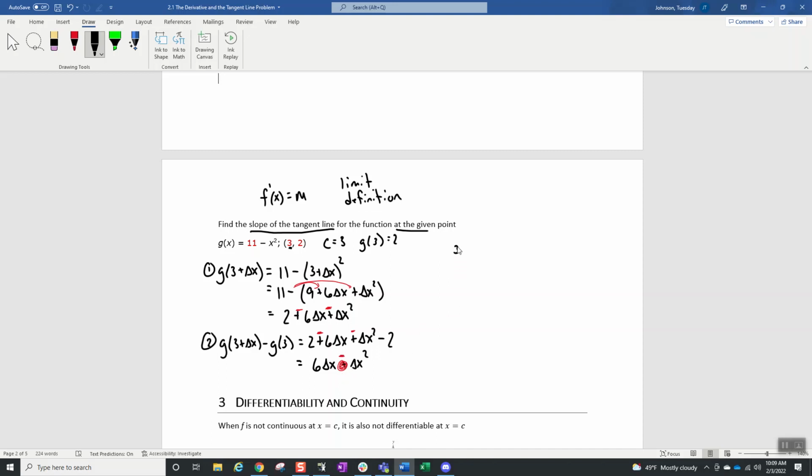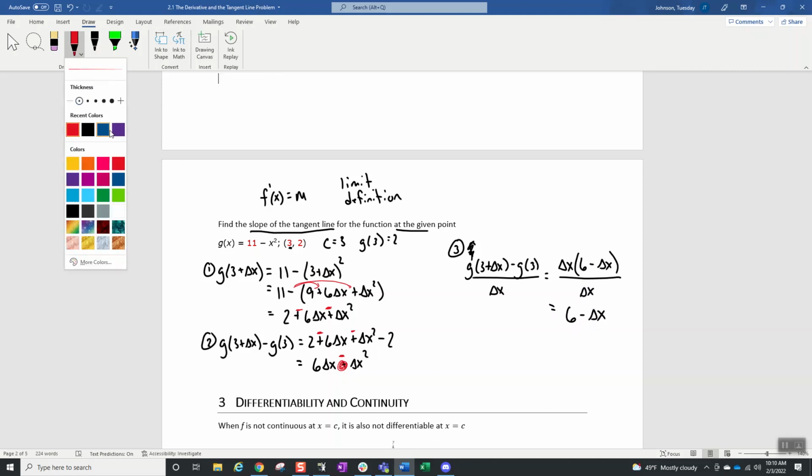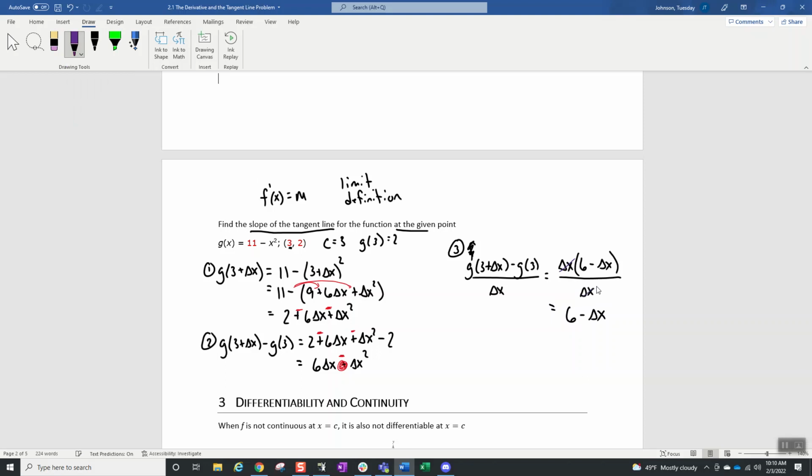Here we go. Step number 3. We're using g. g of 3 plus delta x minus g of 3 all over delta x. Remember, we use our previous result, so I'm going to factor out the delta x. When I divide by delta x, sorry, I got distracted because I was worried that my answer wasn't going to work out, but it's good. Delta x cancels out.